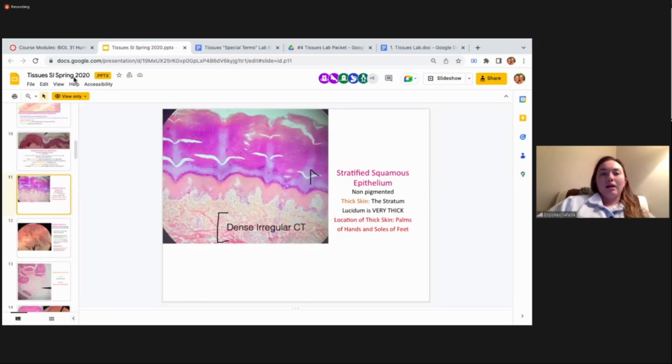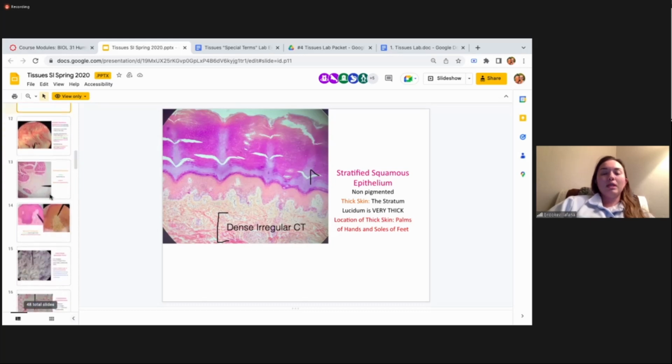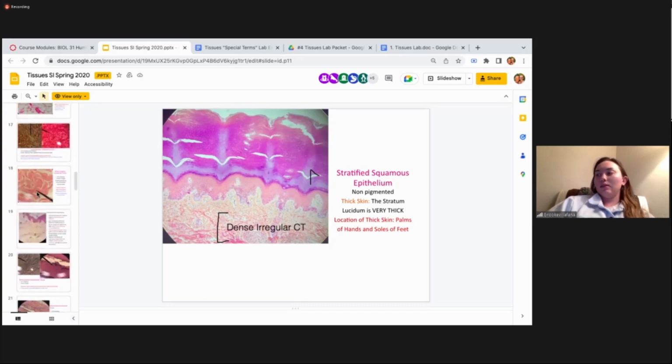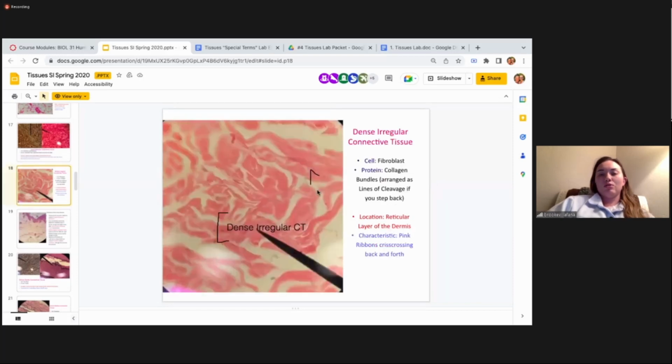Okay, so that is zoomed in. It looks like this. Once we zoom in, I'm going to show you this picture. So this is our zoomed in dense irregular connective tissue. In my opinion, it looks like pink ribbons kind of crisscrossing back and forth across the slide. That's how I interpret it. Maybe to you it looks like something different, but to me it looks like pink ribbons.